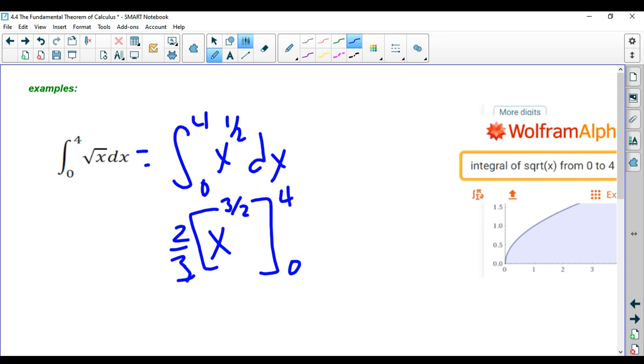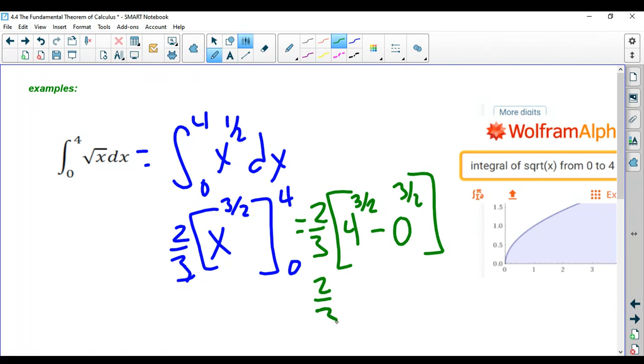Now the 2/3 is a constant. So if you keep it out of the brackets, that's fine. Just multiply it through at the end. If you leave it inside the brackets, then it's going to come up with both terms. For that reason, I like to leave it outside the brackets. Remember, you can only do that for a constant if it's a number. So it's 2/3 times, now you plug in 4 to the 3/2, and then minus you plug in 0.